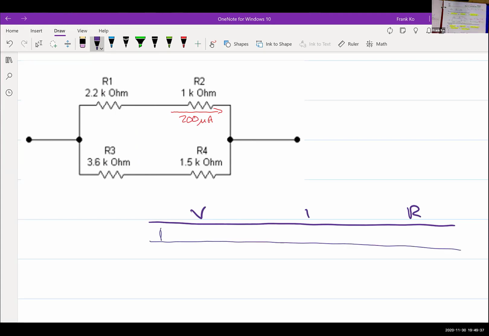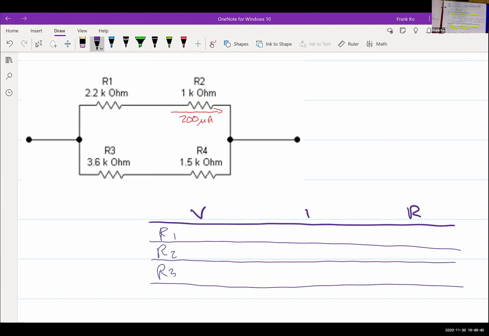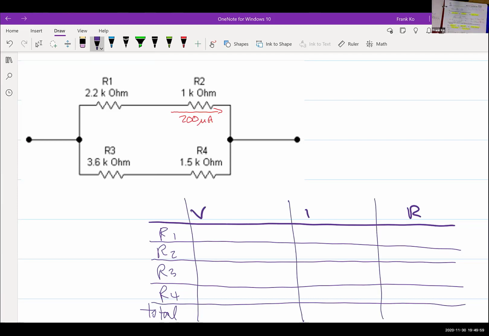So I have an R1, have an R2, R3, R4, and total. Everybody see that all right? All right, let's go ahead and put in my columns there and there.